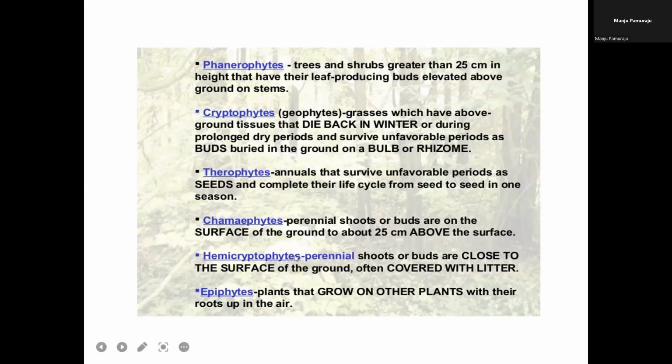Next one is the hemicryptophytes. Hemicryptophytes are those whose perennial shoots or buds are closer to the surface of the ground and covered with the litter. Next one is the epiphytes. Epiphytes are the plants that grow on other plants with their roots up in the air. Again, I will explain this with examples in later slides. So these are the life forms.